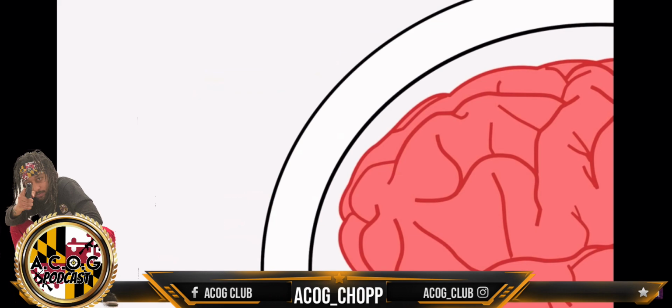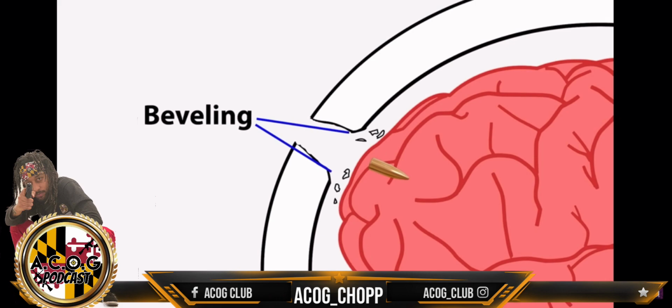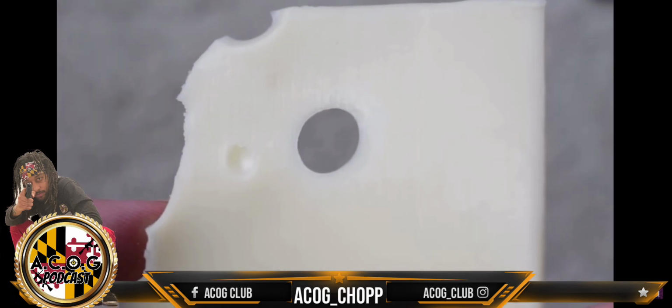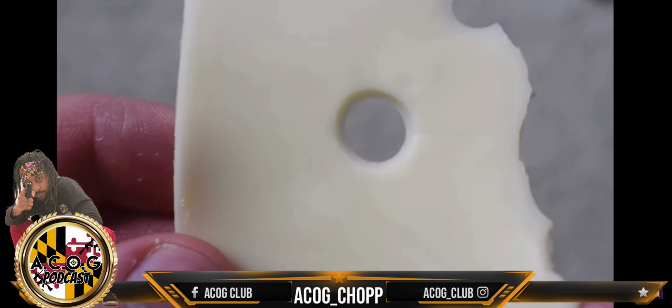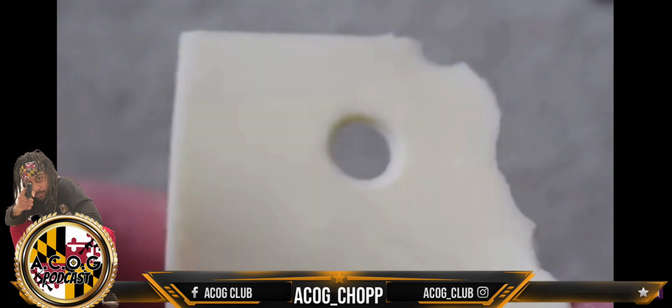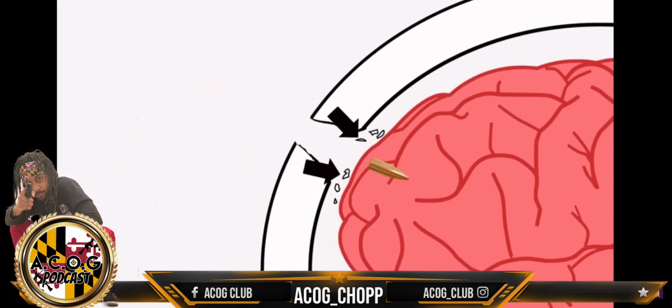As for the interior of the skull, the bullet causes the bone to bevel. The best way I can illustrate this process of beveling is with a piece of Swiss cheese. This side of the cheese is where the bullet enters and is very clean and small. This side is where the bullet exits and is very wide and flared out. This flaring chips pieces of the skull and launches them into the brain, causing more damage.